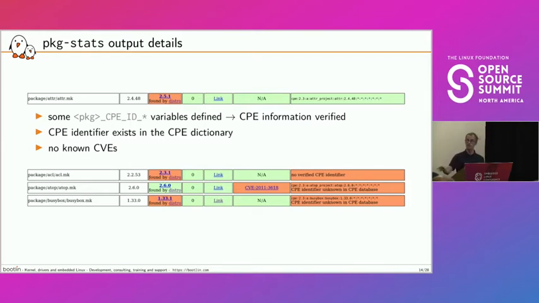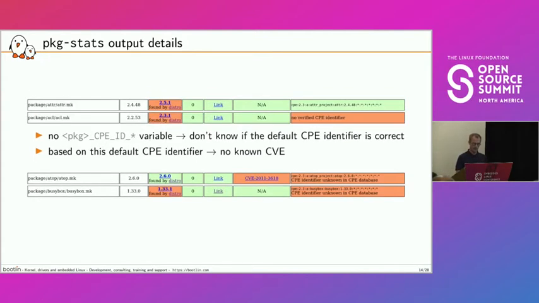There is a match in the CPE database. So we're kind of confident that when we tell you there are no CVEs, we're relatively confident it's the case because we know this identifier is really the one used in the CPE database. The second example here on ACL does not have any CPE ID variable defined. So we try to do a match in the CPE database based on a default created CPE identifier, but we cannot be really sure it's the correct one. And if it's not the correct one, we may be entirely missing the CVE information.